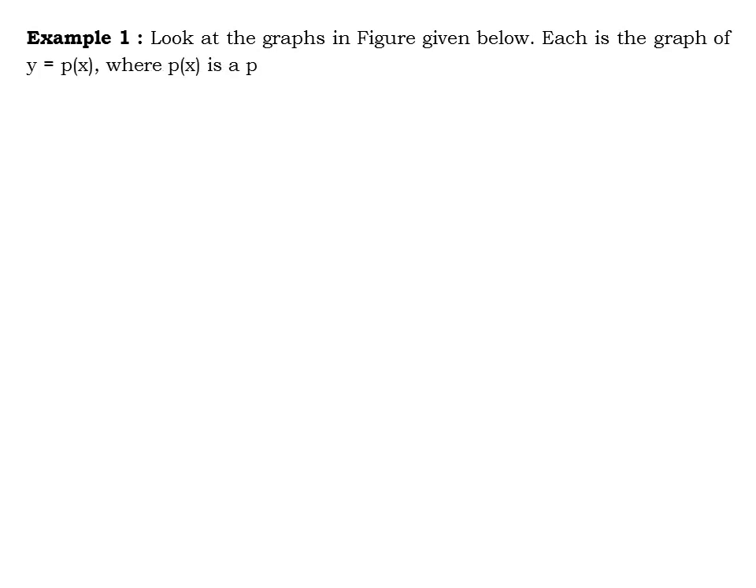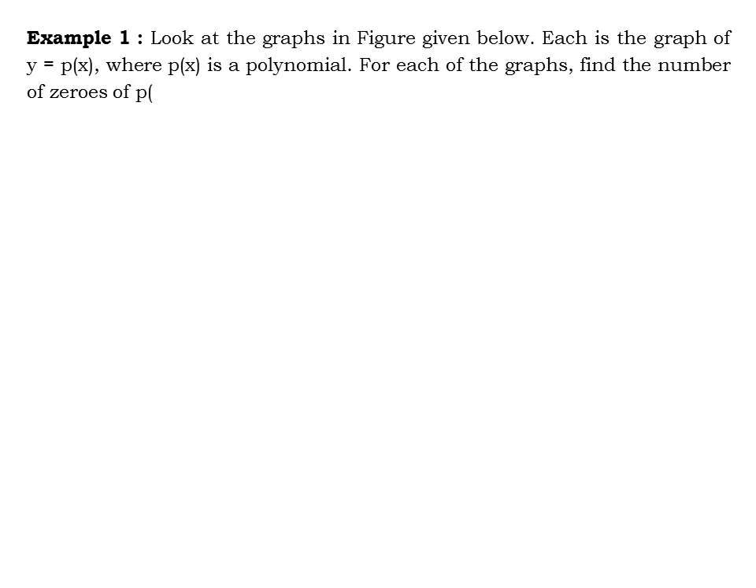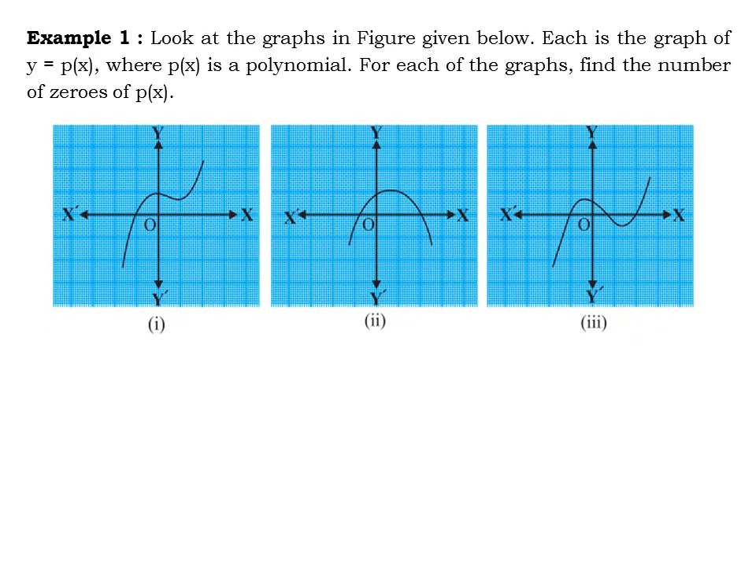Now we are seeing one example. Look at the graphs in the figure given below. Each is the graph of y equals p of x, where p of x is a polynomial. For each of the graphs, find the number of zeros of p of x. Now you are given the graphs and you have to find out the zeros of the polynomial. These are three graphs given.